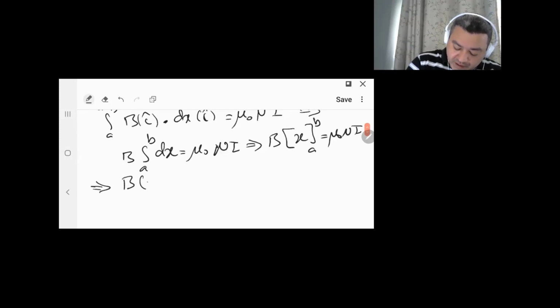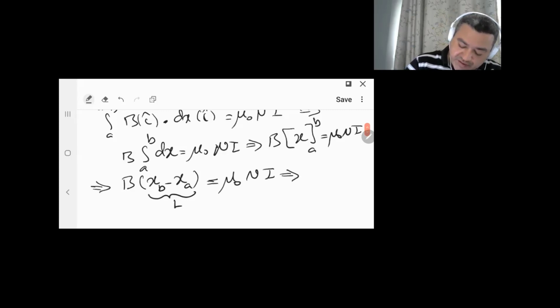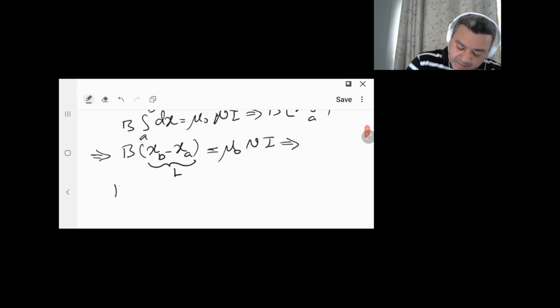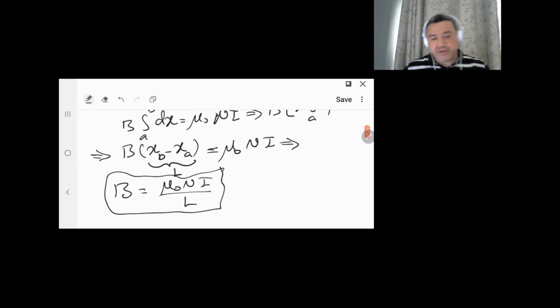B times xb minus xa, and this equals to L, as we seen earlier on the graph, equals to mu naught N I. So this gives B equals to mu naught N I divided by L. So this is the magnetic field for a solenoid that is capturing N current inside.